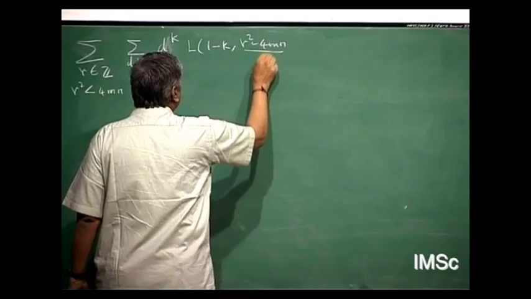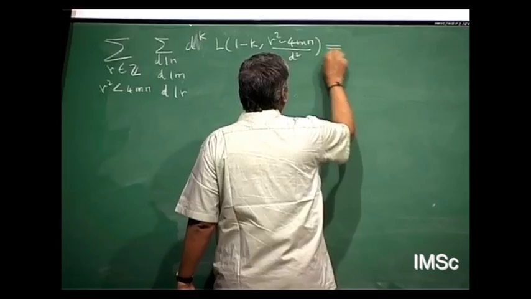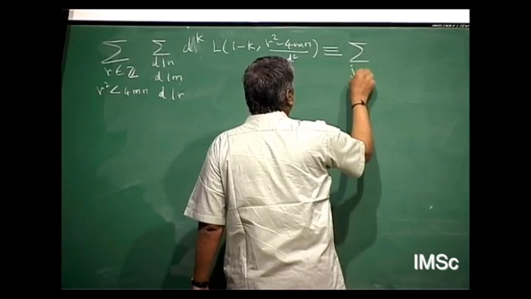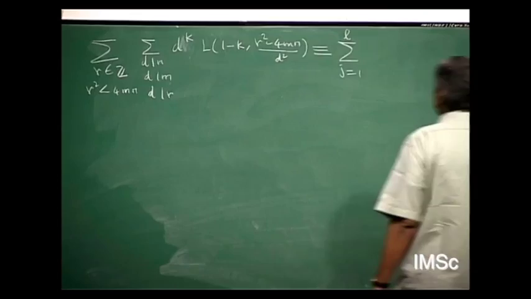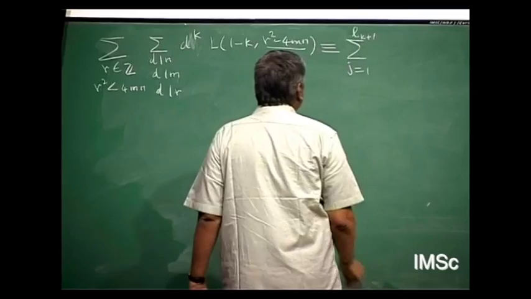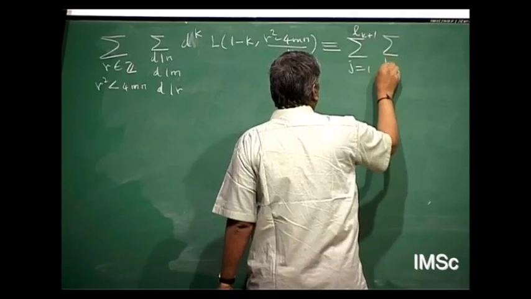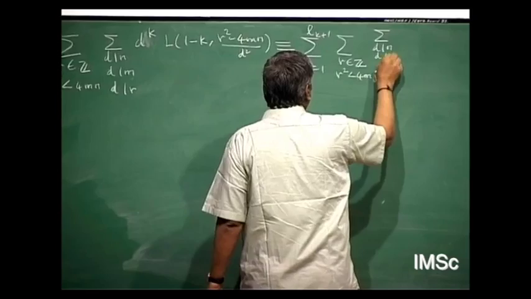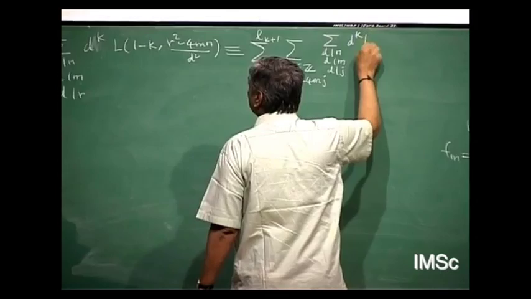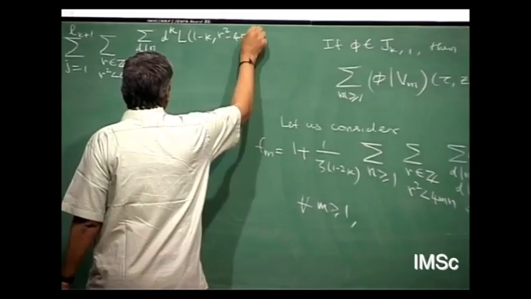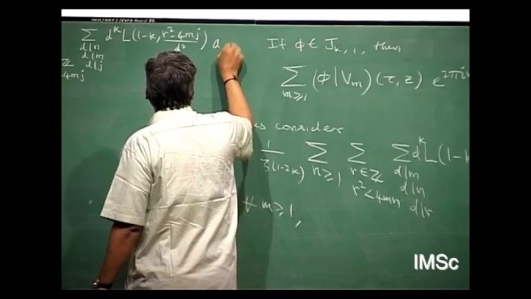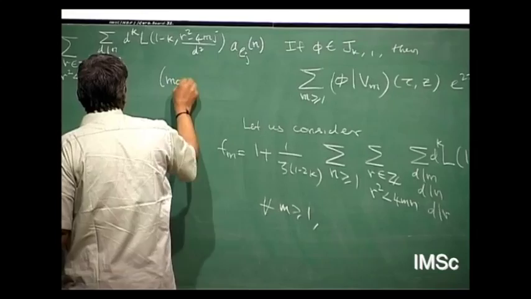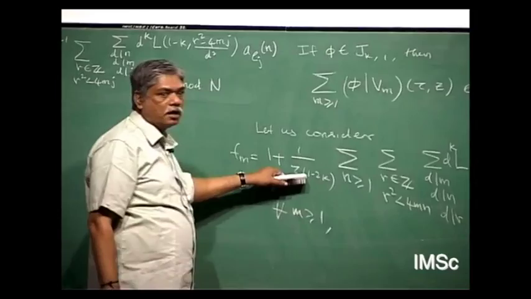and this is congruent to the sum over j equal to 1 to L. Note that it is a form in M_{k+1}, therefore I will go for the dimension of the cusp forms in M_{k+1}. And then the same thing, but in the place of n I have to put j, with d power k, L of j by d square, into a_j(n). This is modulo N, because of this number, zeta(1 minus 2k). Therefore, it is 2k.